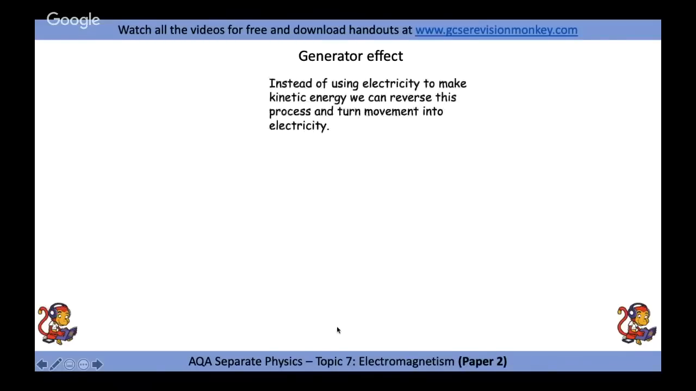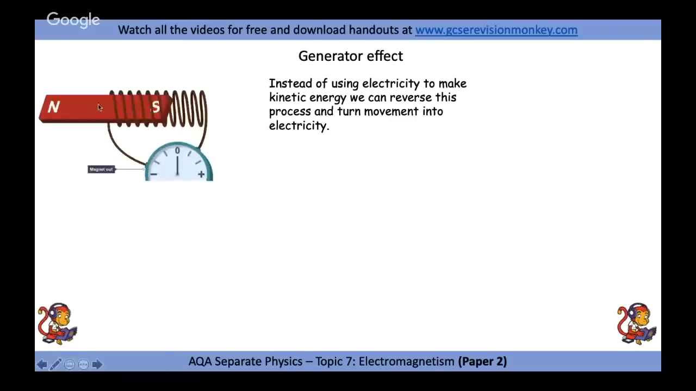Okay, generator effect then. So this time, instead of using electricity to make kinetic energy, as in a motor, we can reverse this process and we can turn the movement into electricity. So here we have a magnet, and that magnet is being moved into and out of a coil of wire.